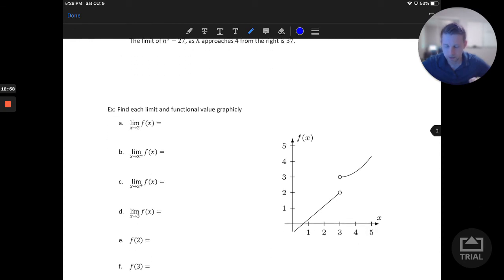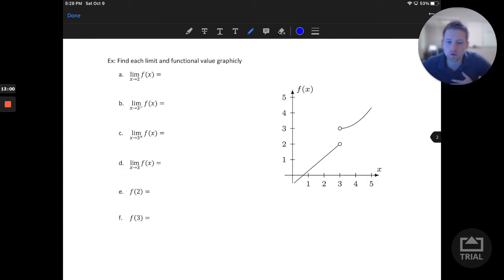Let's take a look at a few graphs here. We'll start with this graph of f of x. We'd like to go through and find each of the limit and functional values. So let's consider the first part A. We want the limit as x approaches 2 of f of x. And so we know that's a two-sided limit. So we're approaching from both ends.